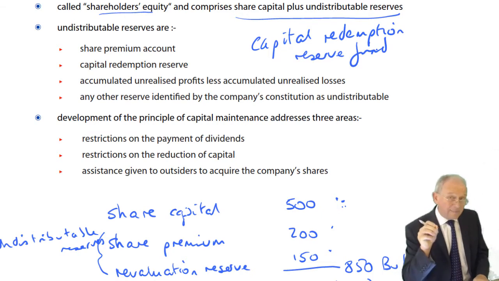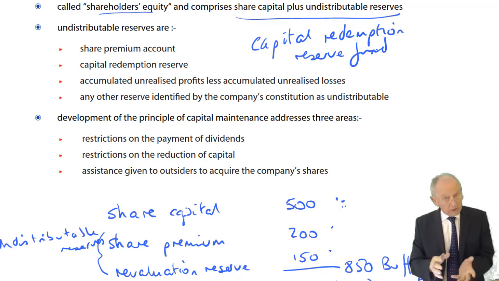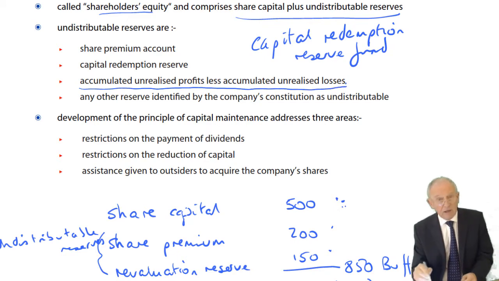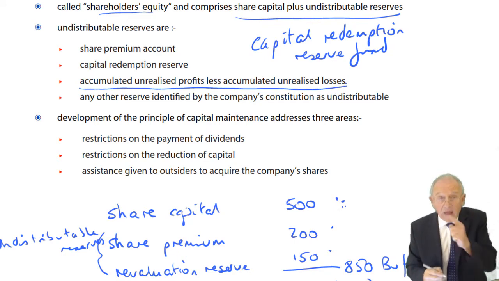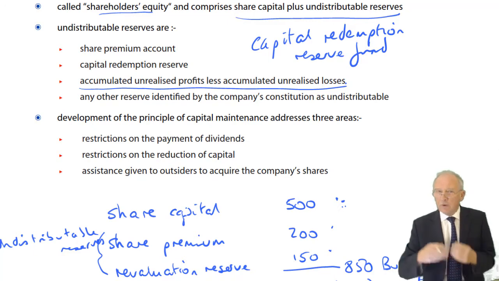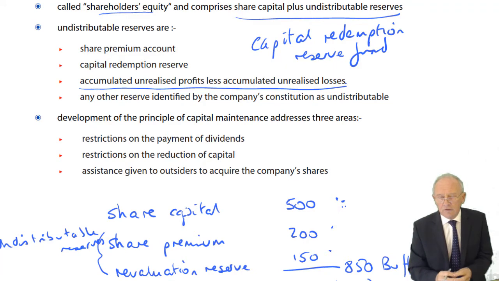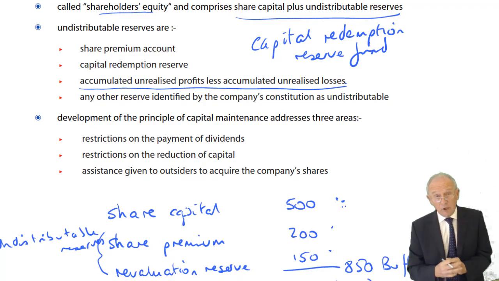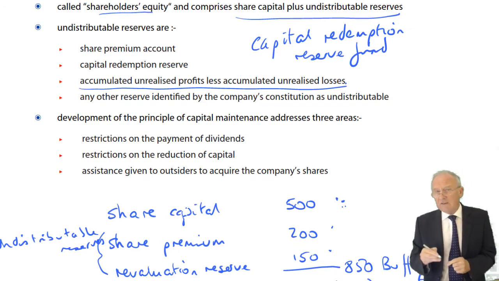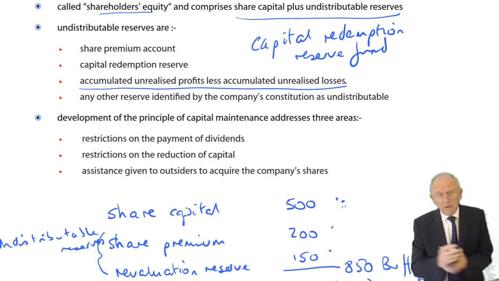Now, those two are specified in legislation as being undistributable, but the expression undistributable includes two others as well, and that is accumulated unrealized profits less accumulated unrealized losses, and that includes the revaluation reserve. Because we've revalued, we've seen that our assets hopefully have increased in value, so we've debited the asset and credited a revaluation reserve, and that's an unrealized profit, less any unrealized losses if we've had to write them back down again. And finally, and it's a catch-all, any other reserve identified by the Constitution as being non-distributable.